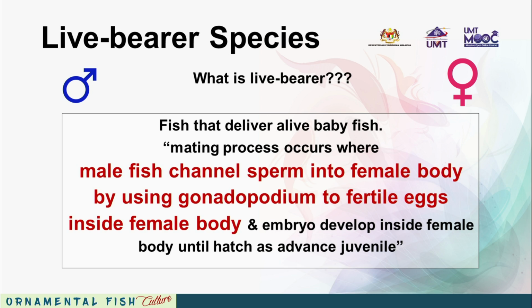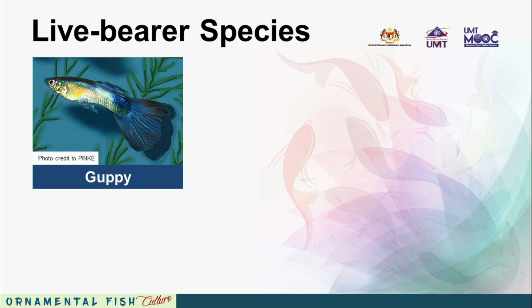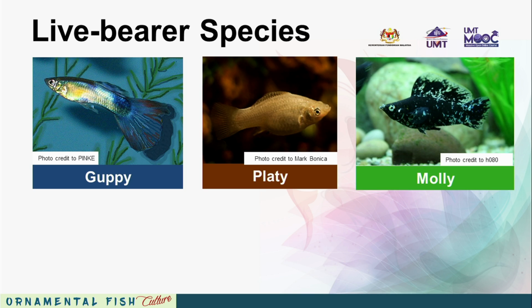Livebearer. What is a livebearer fish? A livebearer is a fish that delivers live babies. In the mating process, the male fish channels the sperm into the female body by using their gonopodium to fertilize the eggs inside the female body, and the embryo develops and matures inside the female body, which is born as an advanced juvenile stage. Examples of popular livebearer ornamental fish are guppy, molly, platy, and swordtail.